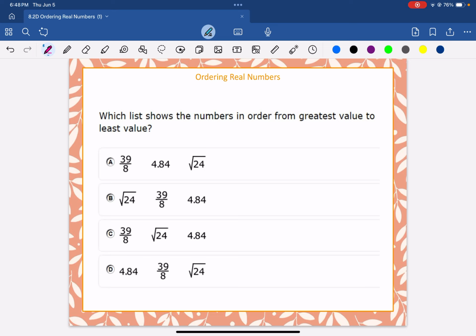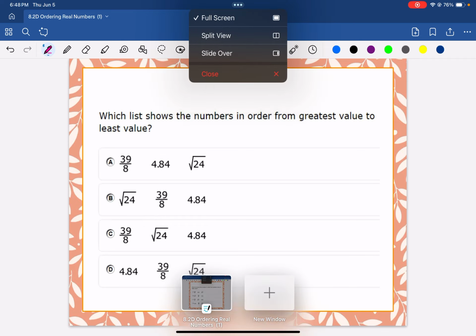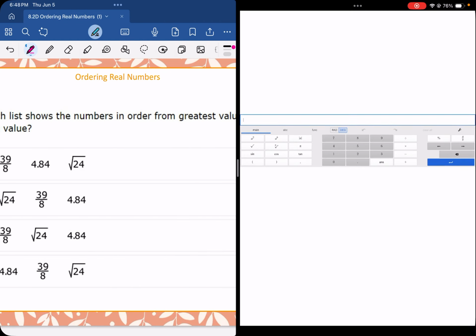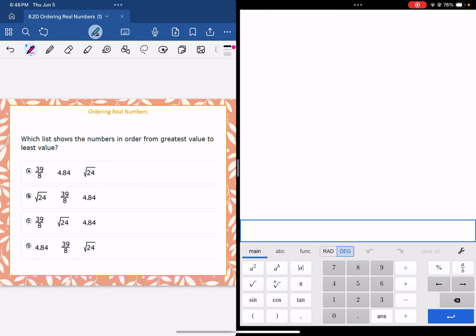So it's really hard to compare when they're all in different formats. And what I mean is there's a fraction, there's a decimal, and a square root. So we're going to convert them all to decimal, then we're going to quickly transition those decimals to percent to give us whole numbers, because we've been comparing whole numbers since we were small kids.